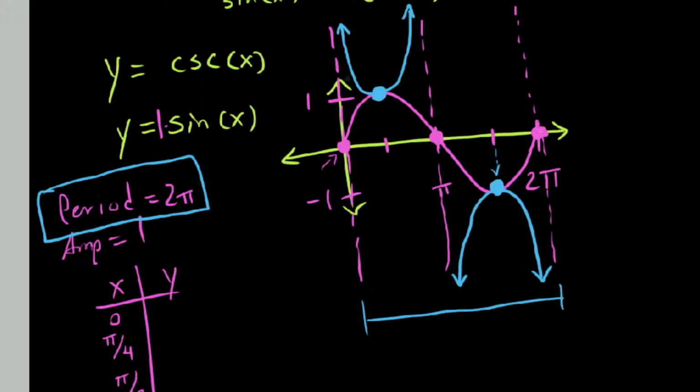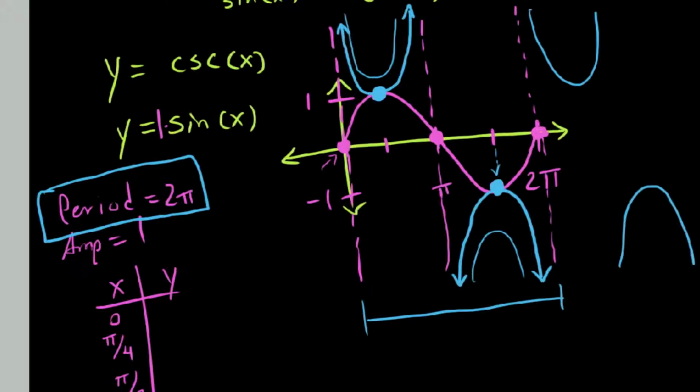Well, it looks like it's split up into 2 different parabolas. First of all, these are not parabolas. And second of all, it did take 2 pi to go through one cycle because it needed its reciprocals up here and it needed its reciprocals down here. And then it would indefinitely just repeat itself over and over again.